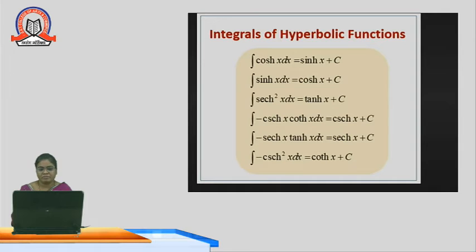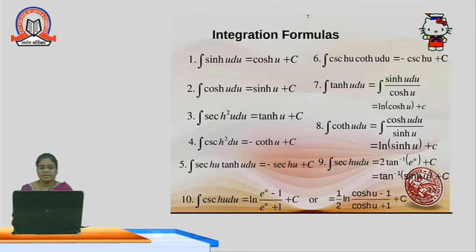Integral of hyperbolic functions. Integration of cosh x dx equals sinh x plus c. Integration of sinh x dx is cosh x plus c, and integration of sech square x dx equals tanh x. Integration of minus cosech x coth x dx is cosech x. Integration of minus sech x tanh x dx equals sech x, and integration of minus cosech square x dx equals coth x plus c. These are the integration formulas. So again, we have some of the integration formulas here.